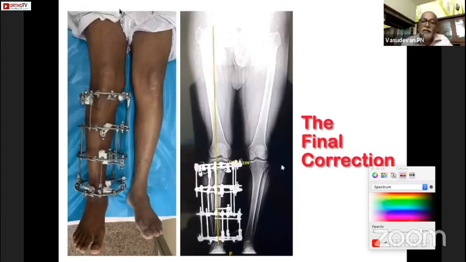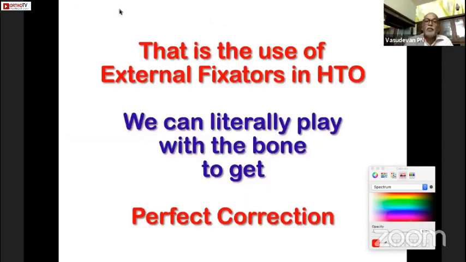You can see finally it is well corrected. You can see the full length X-ray. Now I got into the Fujisawa point. So that is the use of external fixators in HTO. We can literally play with the bone to get perfect correction and plan it very well.